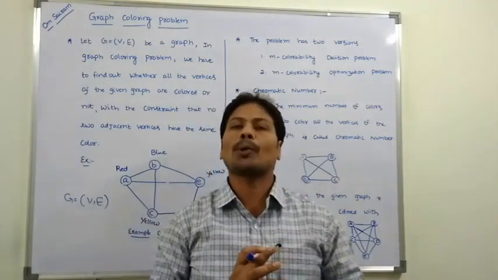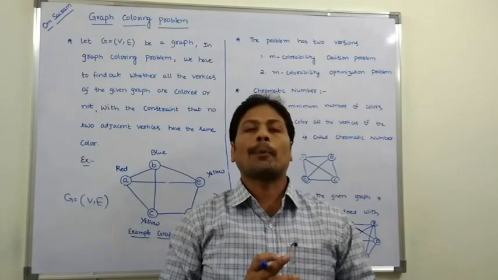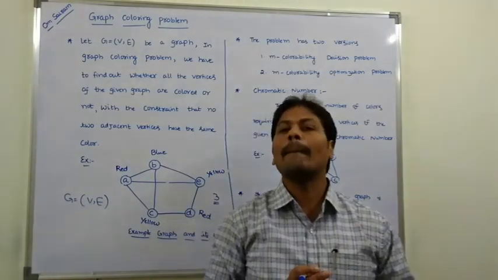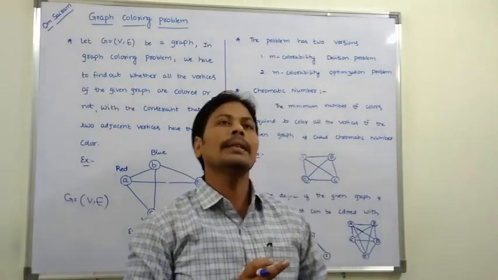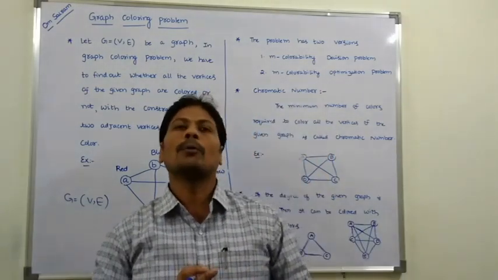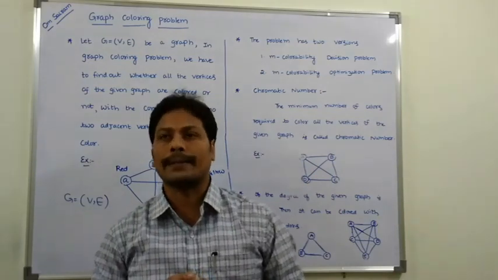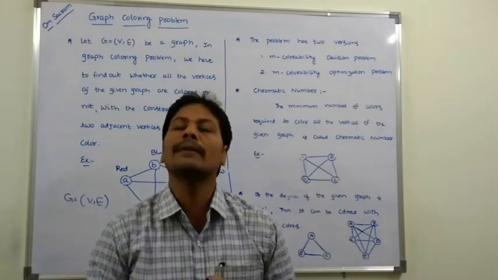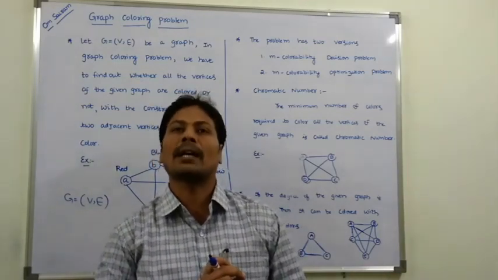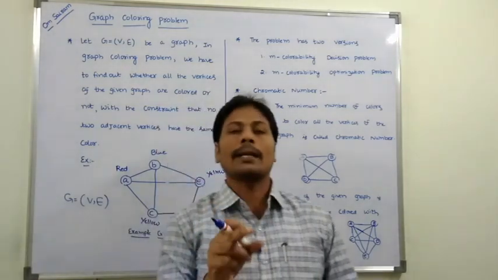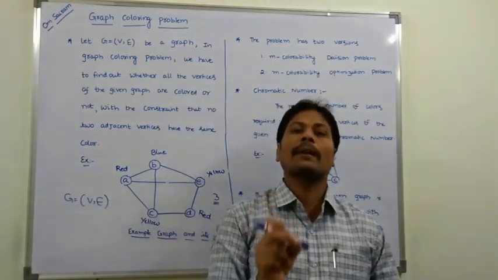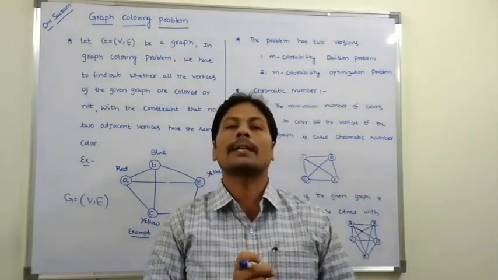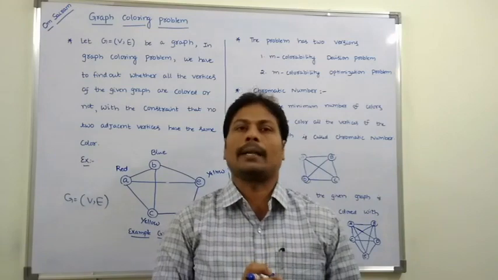An optimization problem is nothing but a problem that may require either a maximum result or a minimum result. In this graph coloring problem, we have to use the minimum result. Here the minimum result is nothing but the minimum number of colors used to color all the vertices of the given graph with the constraint that no two adjacent vertices have the same color.